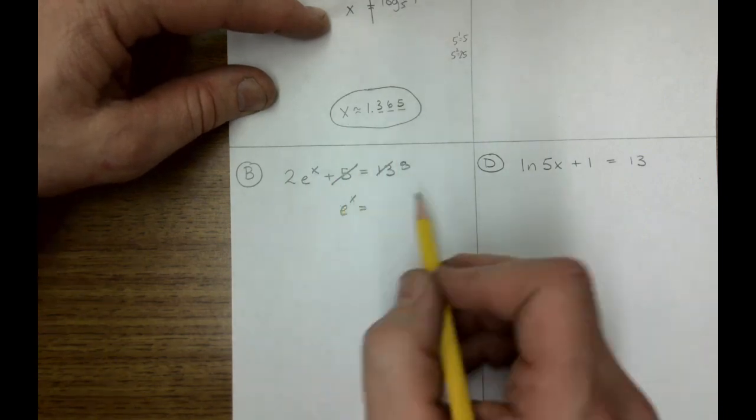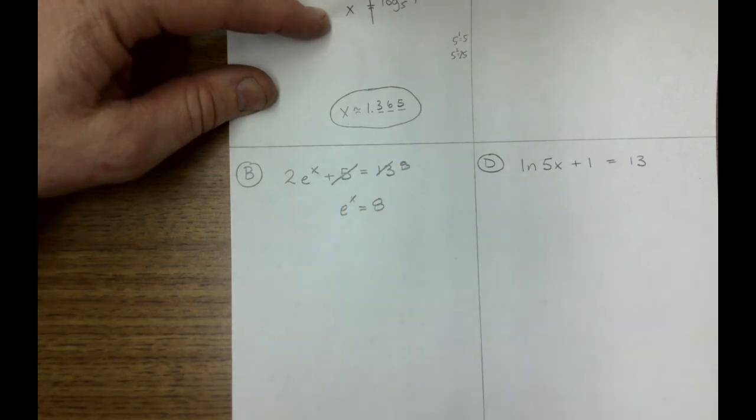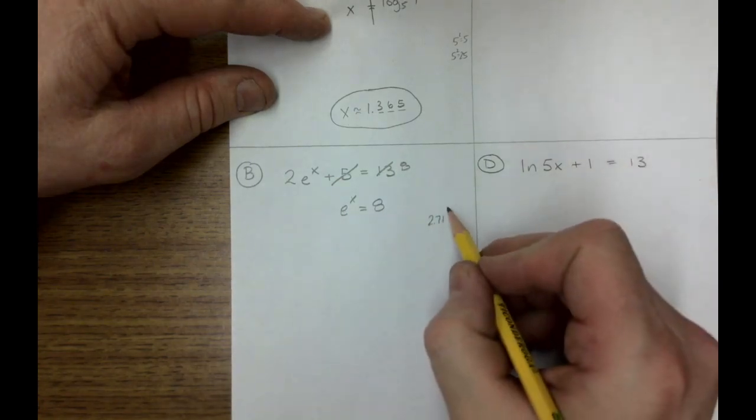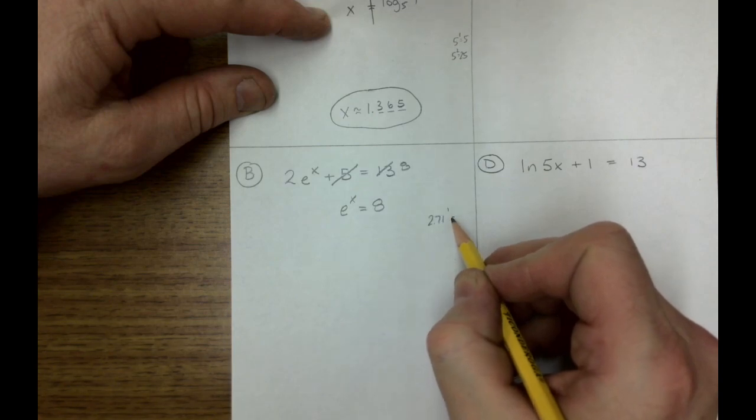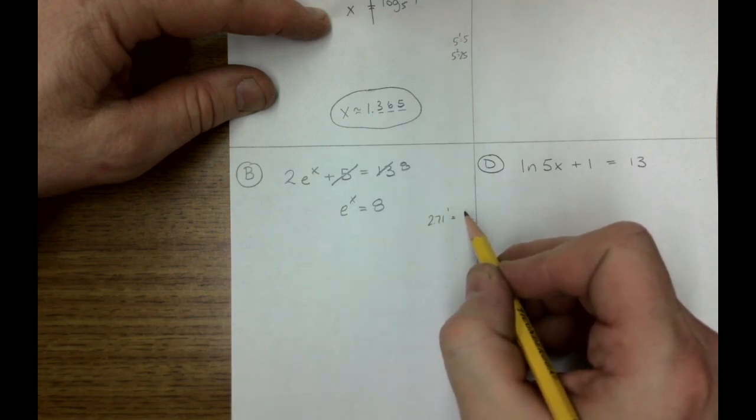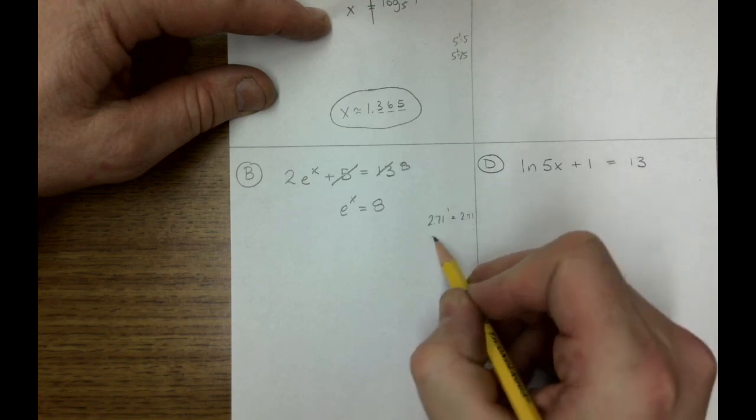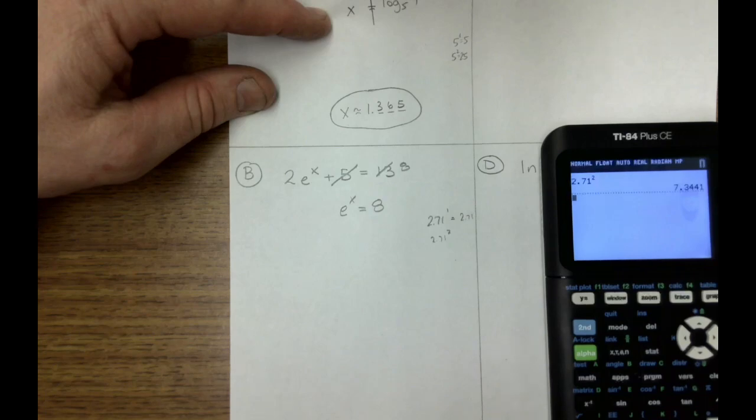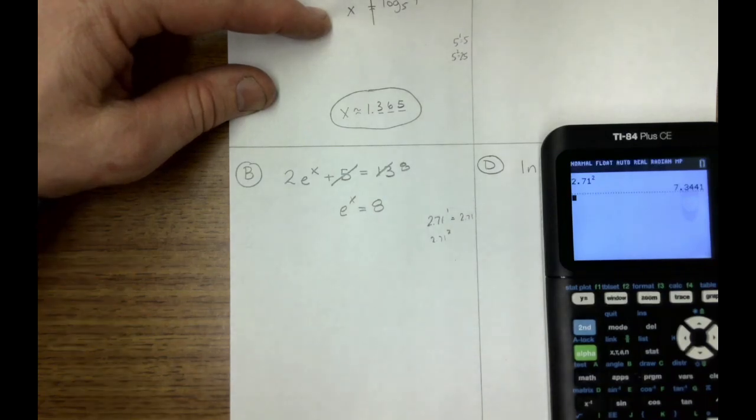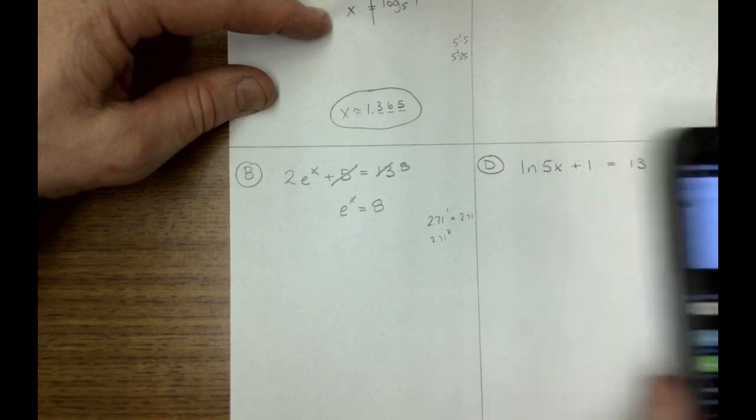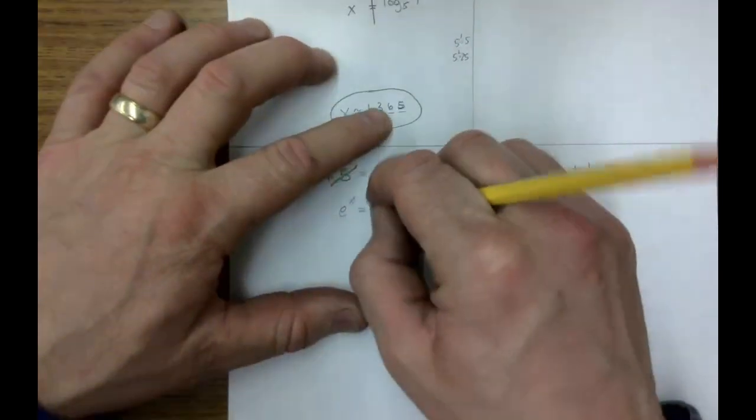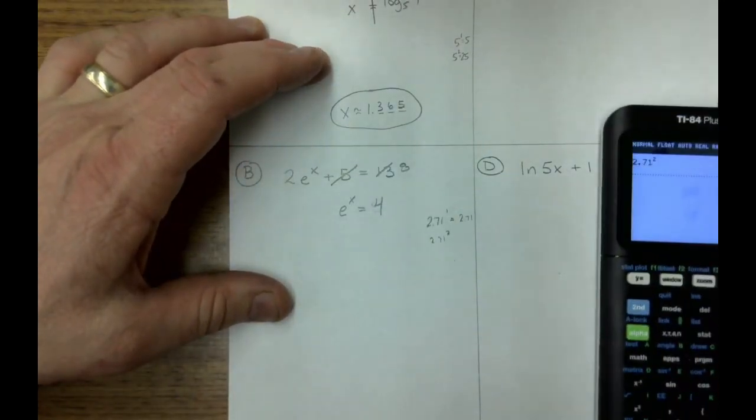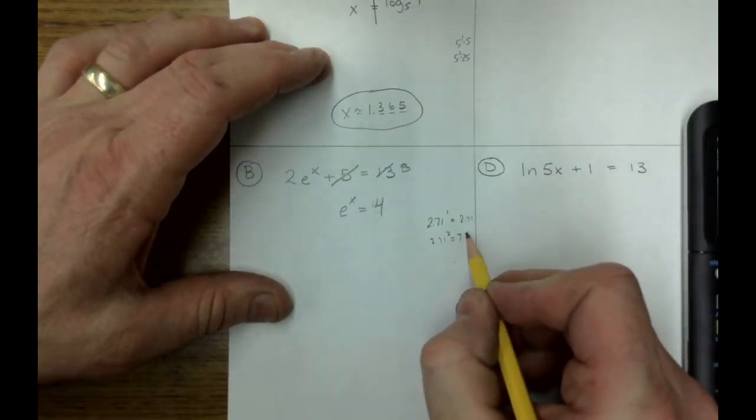e to some power is 8. And again, let's do some estimating here. e is about 2.71. 2.71 to the first power would be 2.71. 2.71 to the second power, let's see what that is. 2.71 squared. Whoops, I forgot to divide this by 2 here. This needs to be a 4. 2.71 to the second power is 7.3.